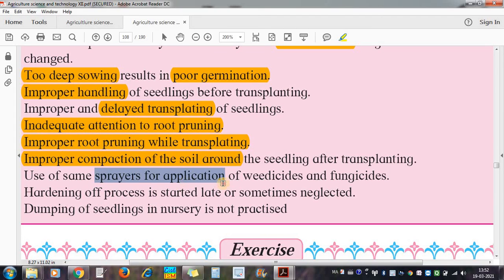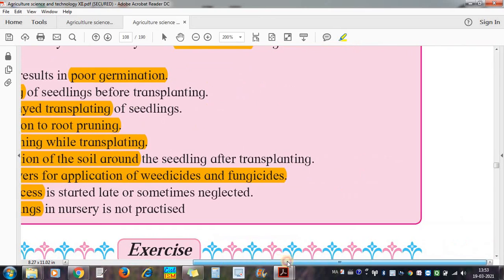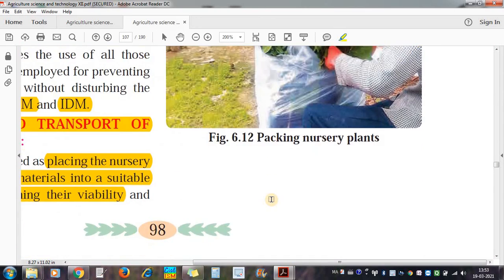Spraying of weedicides, fungicides and insecticides should be done wherever and at whatever time they are required. Then hardening should be done. It should not be neglected, and it should not be started late. Hardening means the seedling should be exposed to such climatic conditions which it can sustain. Dumping of seedlings should not be done. They should be kept separately and in a proper manner. So these things are there.